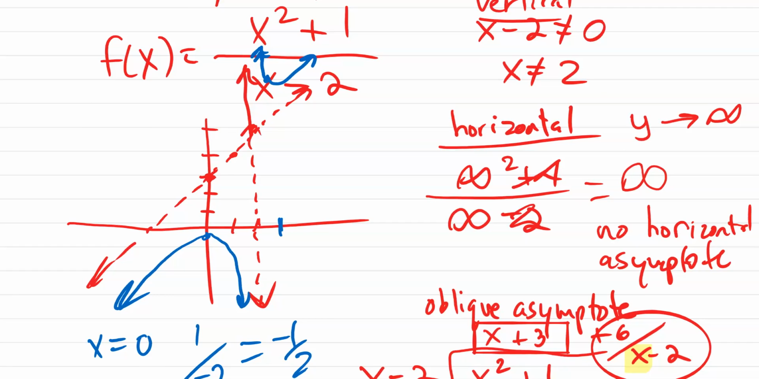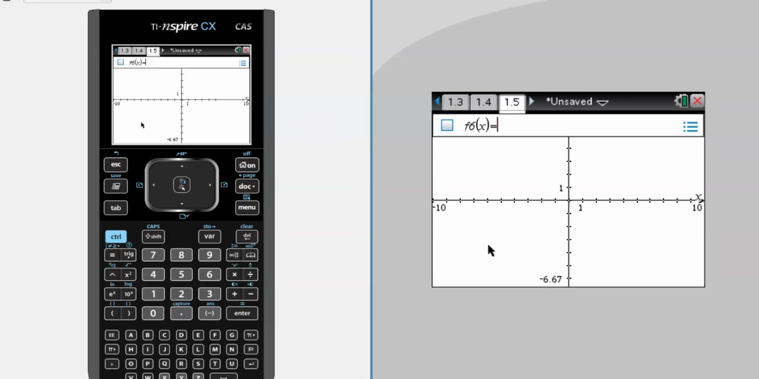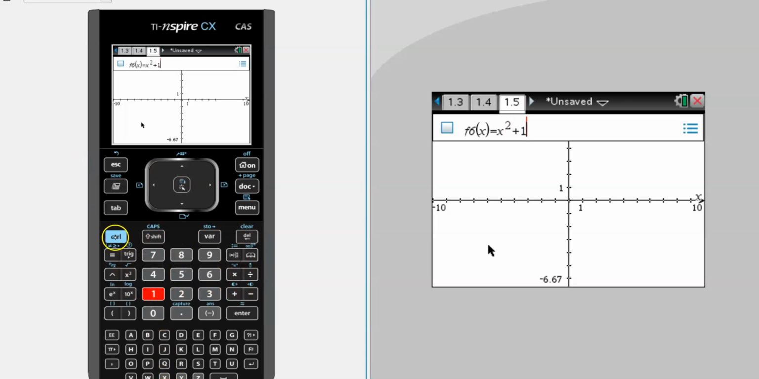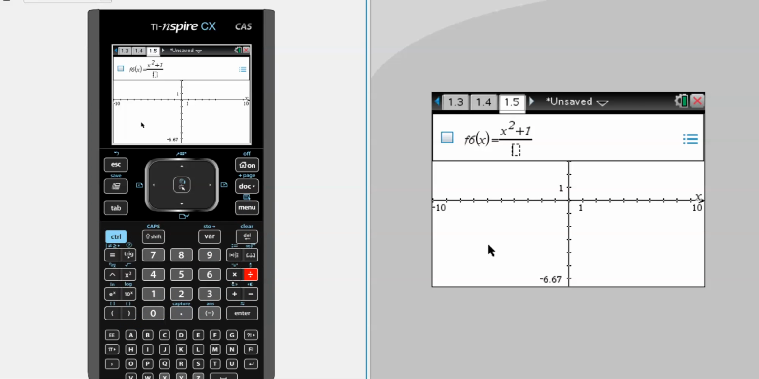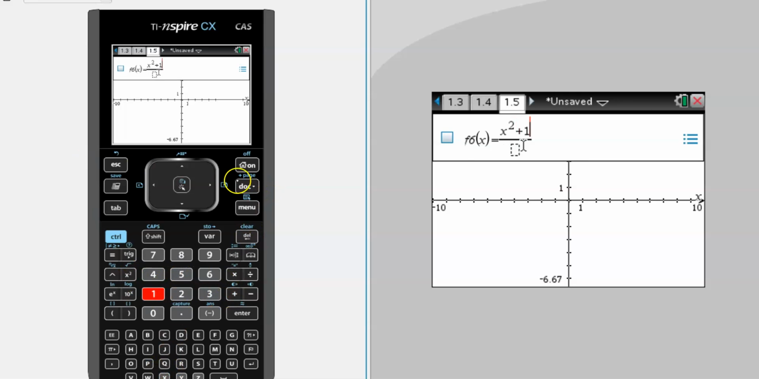Let's see that one on the calculator, because I know that can be tricky. X squared plus 1 over x minus 2. What do we say? X squared plus 1 over, no, that won't work. There we go. Try that. I don't know why that one looks all slanted. Dang it. X squared plus 1 over x minus 2.